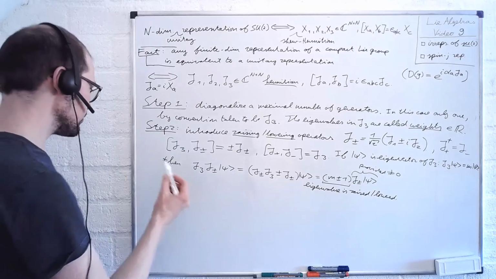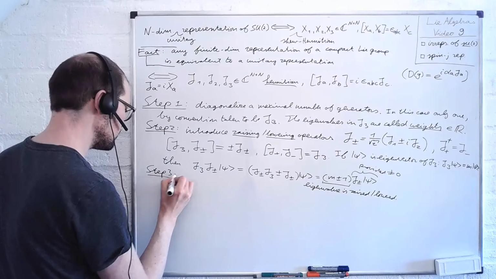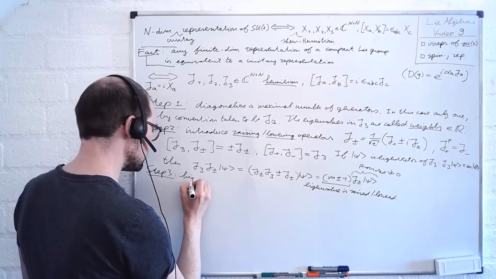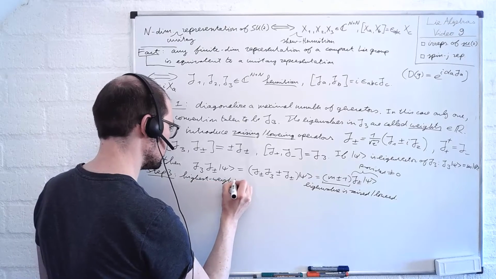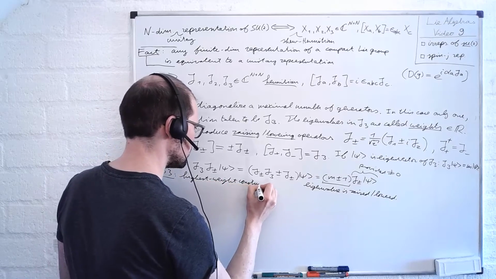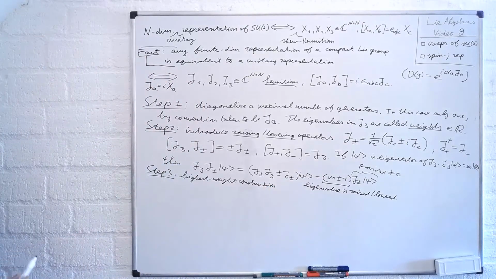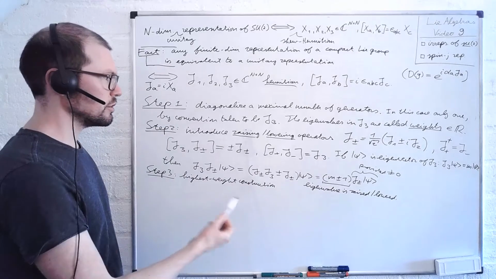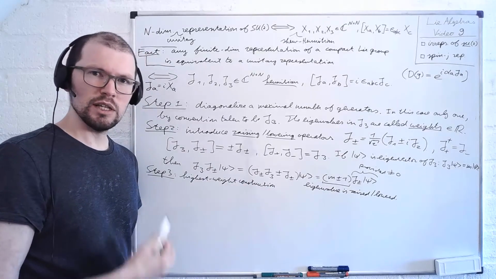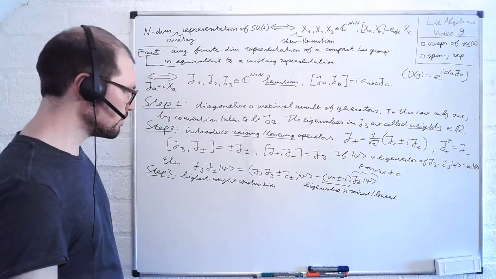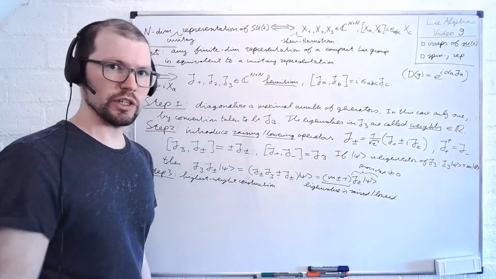Okay, so now we can really go to step 3, which is the highest weight construction. Which tells us that in order to explore all the vectors in our linear space, it is best to start from the eigenvector of J3 with the largest eigenvalue.